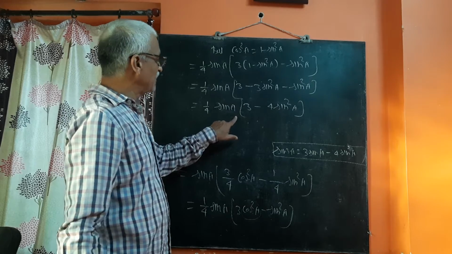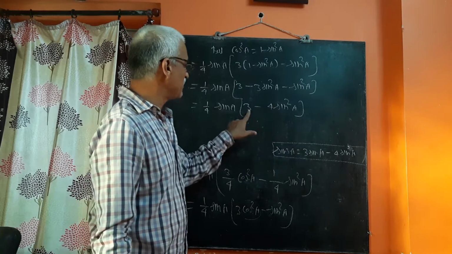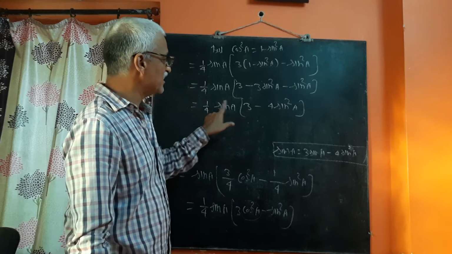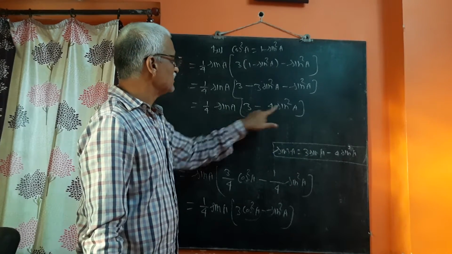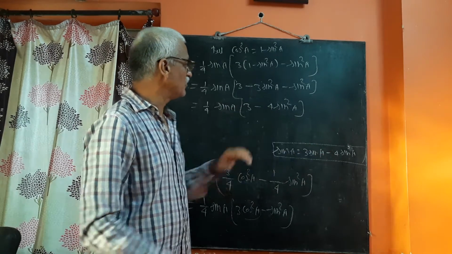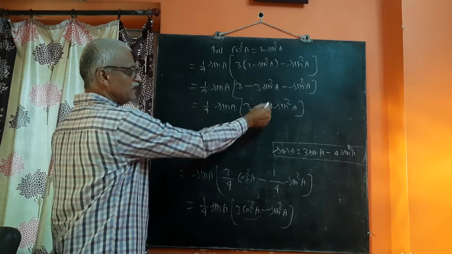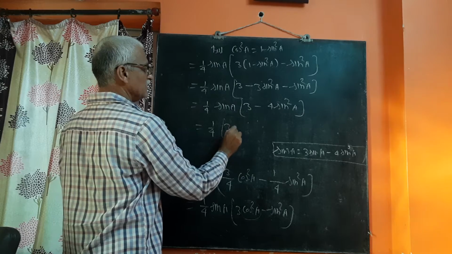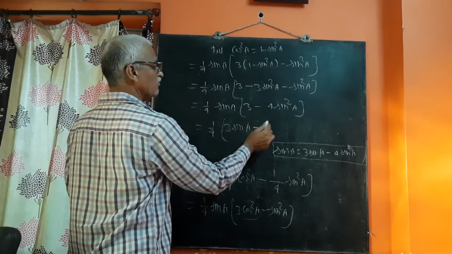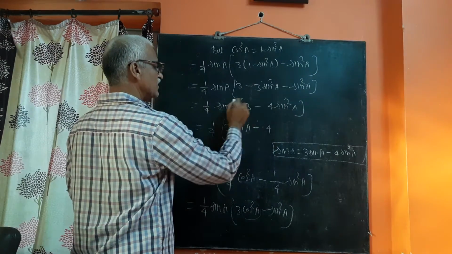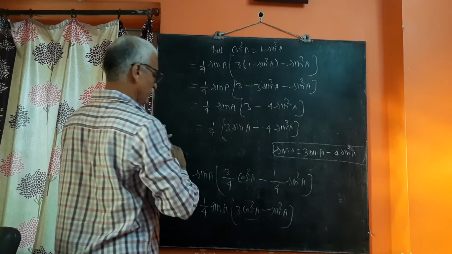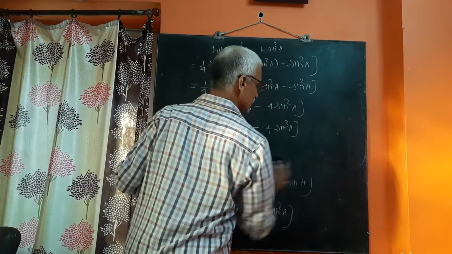What is our requirement? 3 sin a, here there is 3. If we take this sin a inside the bracket, then we get 3 into sin a, that is 3 sin a, sin square into sin, that will be 4 sin cube a. That means taking sin a inside the bracket, it is 1 by 4 into, in bracket, 3 sin a minus 4 sin square into sin, that is 4 sin cube a.